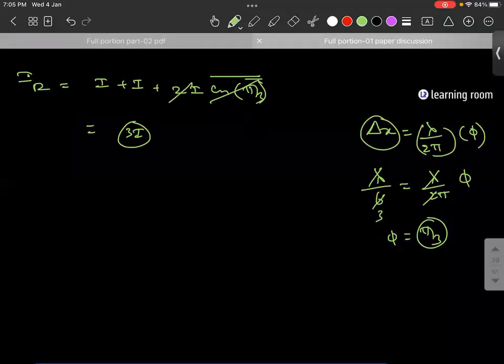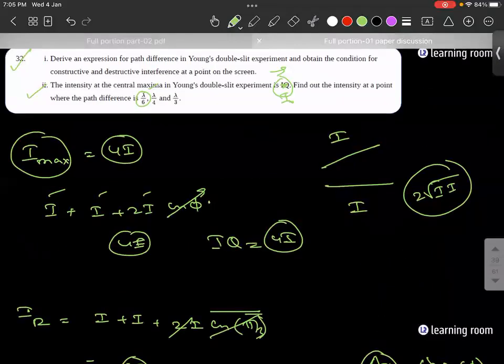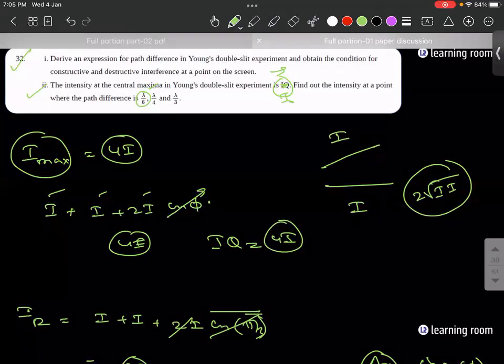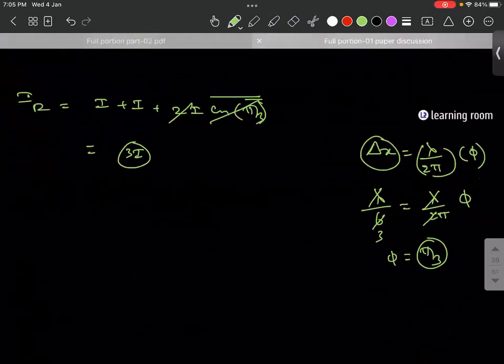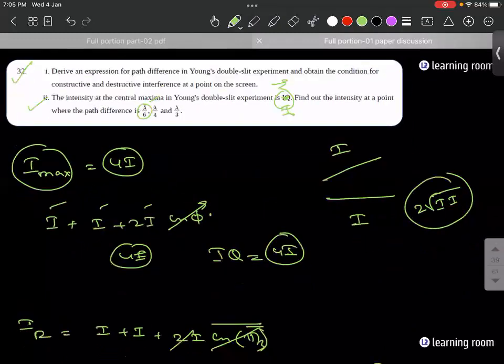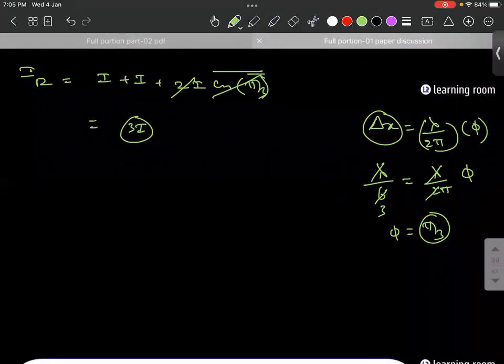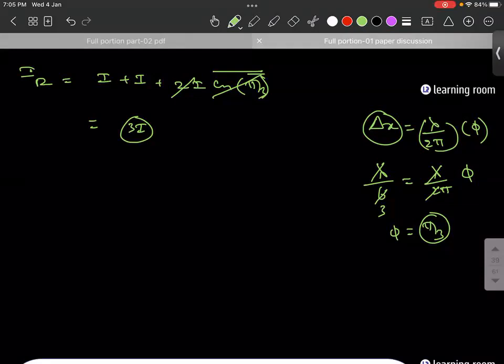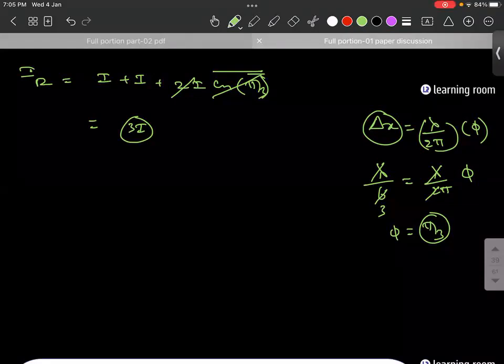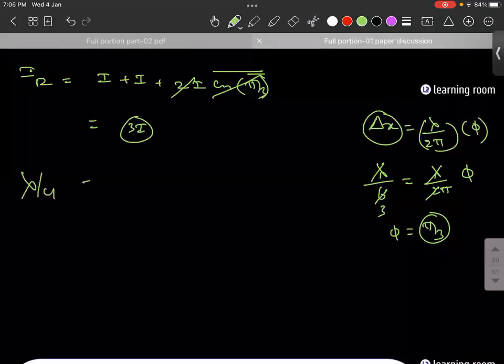Similarly, using the same logic, can you calculate for the other two values and tell me? What is the value for lambda by 4? Lambda by 4 answer should be 2I. For lambda by 3, it should be I.